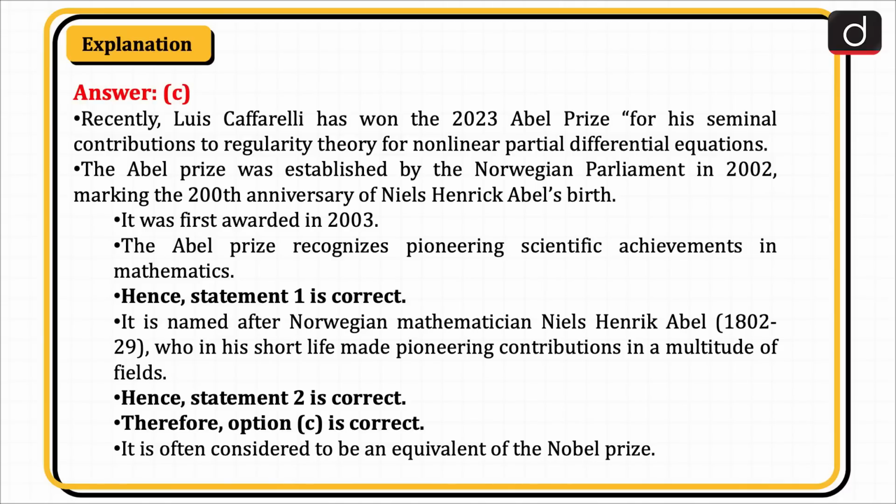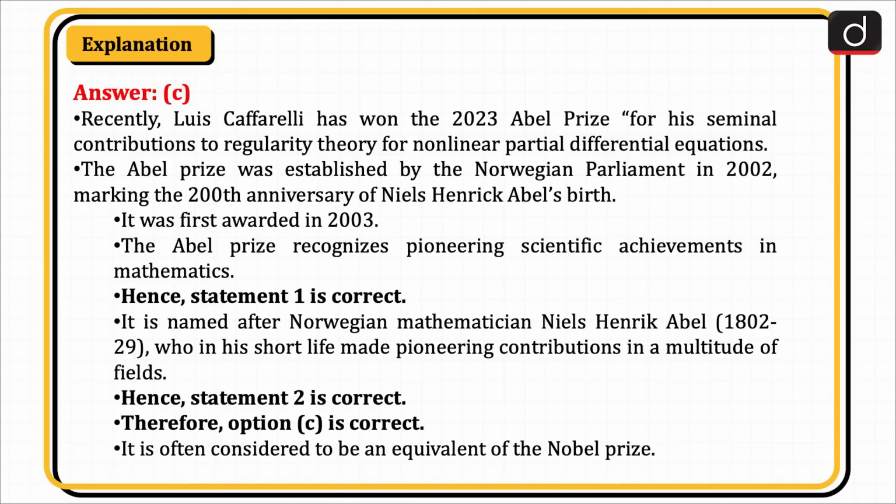Recently, Louis Caffarelli has won the 2023 Abel Prize for his seminal contributions to regularity theory for non-linear partial differential equations. The Abel Prize was established by the Norwegian Parliament in 2002, marking the 200th anniversary of Niels Henrik Abel's birth. It was first awarded in 2003. The Abel Prize recognizes pioneering scientific achievements in mathematics. Hence, statement 1 is correct.